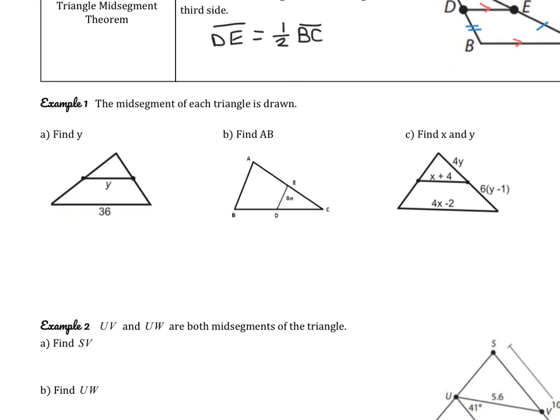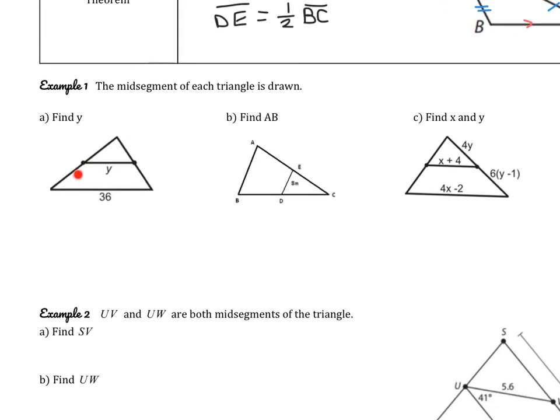So let's look here at example 1. We have 3 different parts. First, we need to know that all of these have midsegments, so it's assumed that these 3 segments are all midsegments. So again, we can show that by showing that they are actually midpoints. And for this first one, they ask us to find y. So we know that the midsegment is always exactly half of that third side. So we could say y equals 1/2 of 36. So y equals 18. So it's as easy as that.